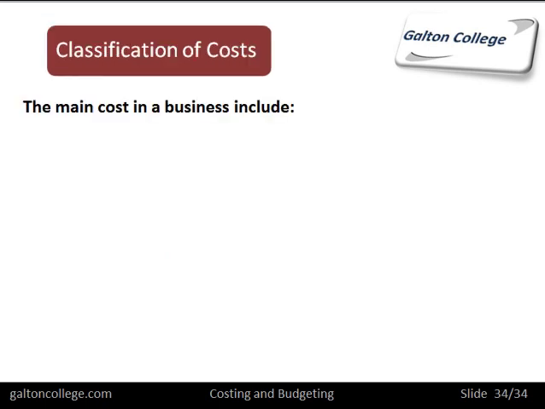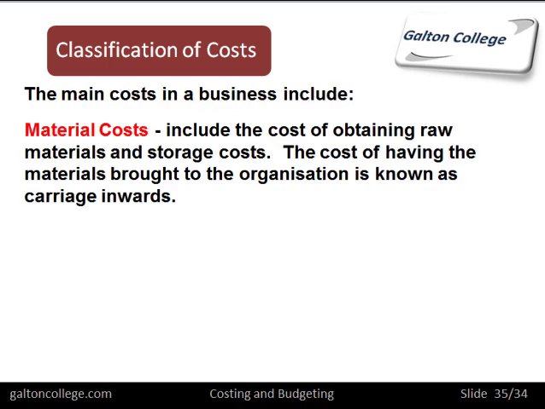Now, the classification of costs. Well, the main costs in a business include material costs, the cost of raw materials and storage, the cost of having materials brought to the organization, which is known as carriage cost. So there's a major element of cost. Now, of course, it depends on the business. It depends on which business we're talking about. Some businesses may not have a big stock of raw materials.